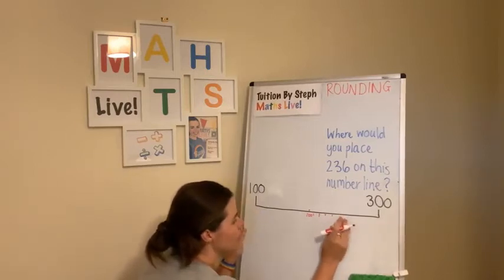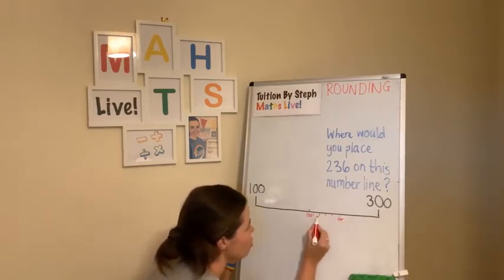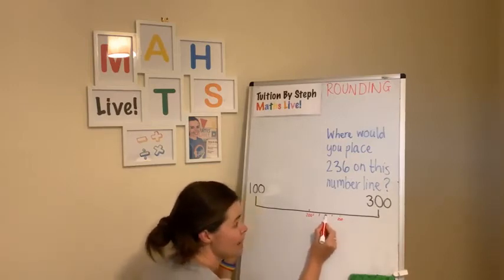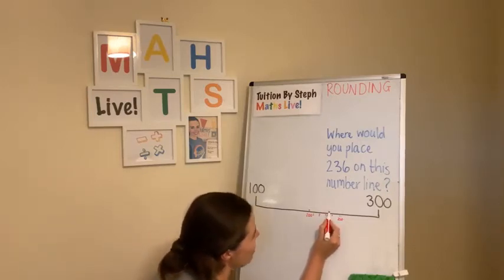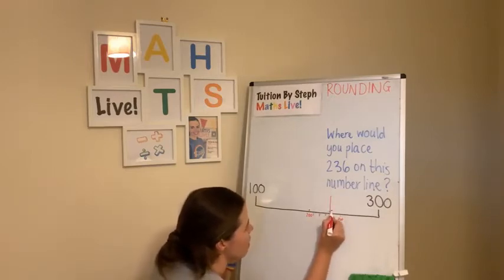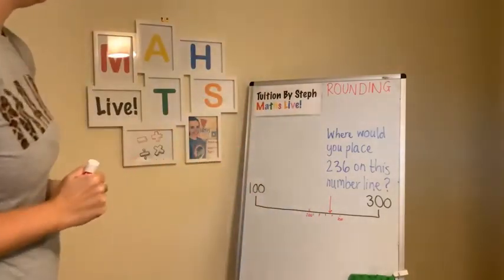Right, now, actually, you know what? No, I'm not going to rub it out. I'm going to keep it there. So 210, 220, 230, 240. Now I know it's in between these. 230 and 240. I can't get exactly halfway, but I would put it there. That's where I put 236 on the number line.